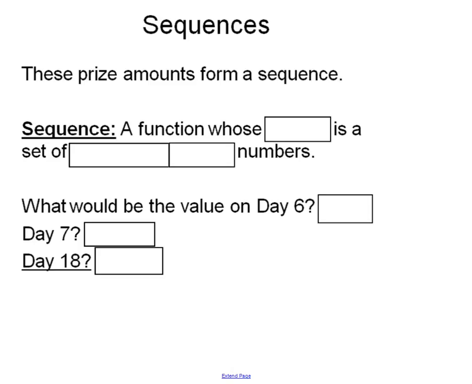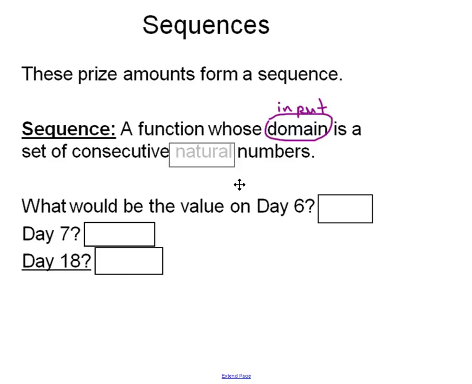Now, a sequence. The prize amounts form a sequence. A sequence is a function whose domain, that's the input. Okay, domain means input. Whose domain is a set of consecutive, one after another, natural numbers. Y'all may have also heard those called the counting numbers because we start with 1 and we go 2 and 3 and go on forever and ever.